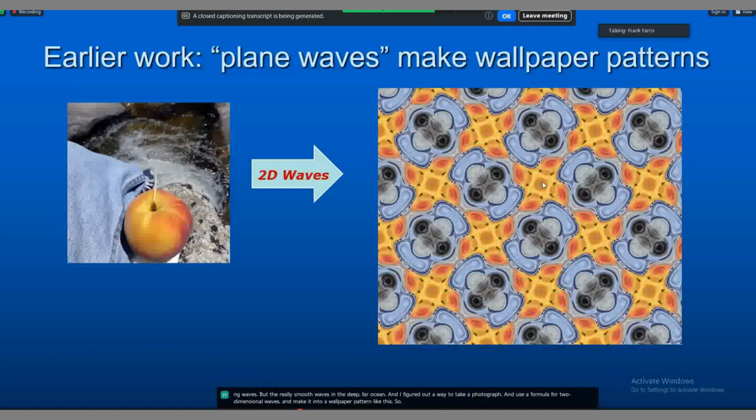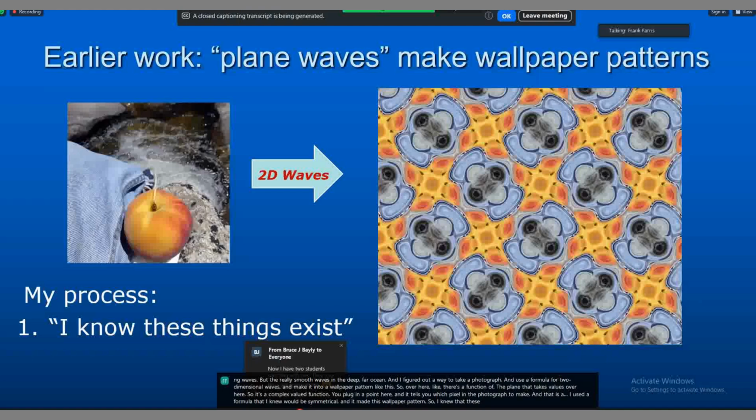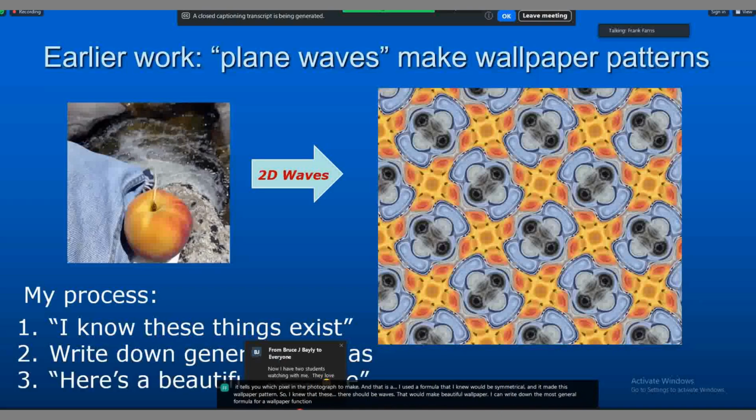So over here, there's a function of the plane that takes values over here. So it's a complex valued function. You plug in a point here, and it tells you which pixel in the photograph to make. I used a formula that I knew would be symmetrical, and it made this wallpaper pattern. So I knew that there should be waves that would make beautiful wallpaper. I can write down the most general formula for a wallpaper function, and then I experimented and found beautiful examples.